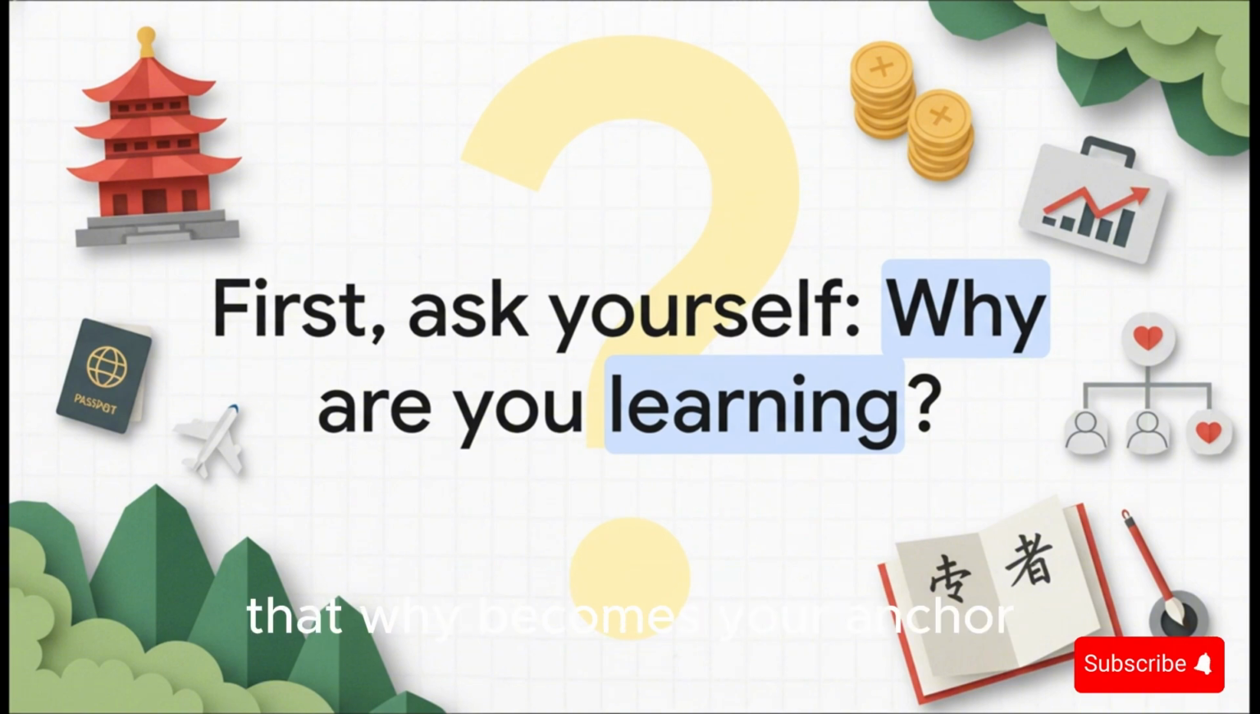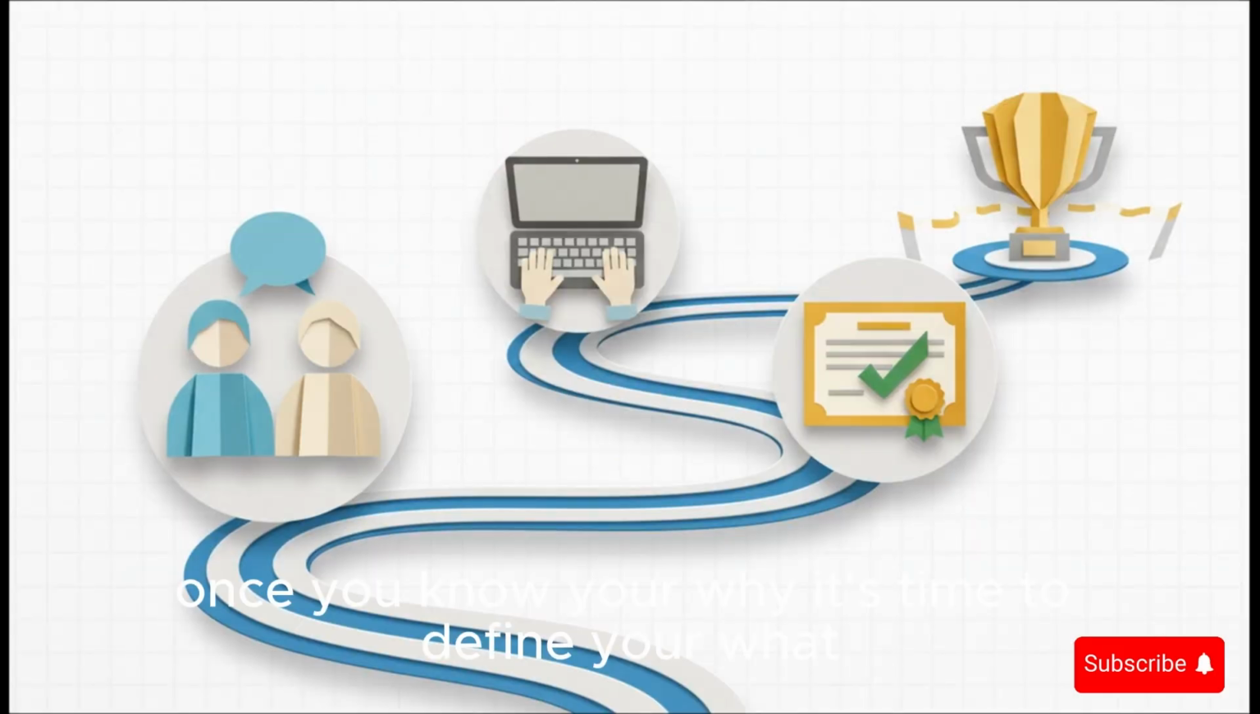That why becomes your anchor. It's what you'll come back to on those tough days when you feel like giving up. Once you know your why, it's time to define your what. You know, vague goals just lead to vague results. Dr. Seeley's goals were super clear. Get to a conversational level, be able to type in Chinese, and of course pass that HSK4 exam.